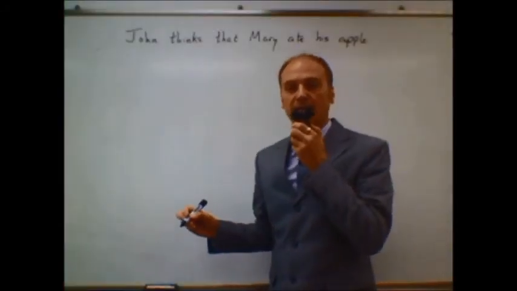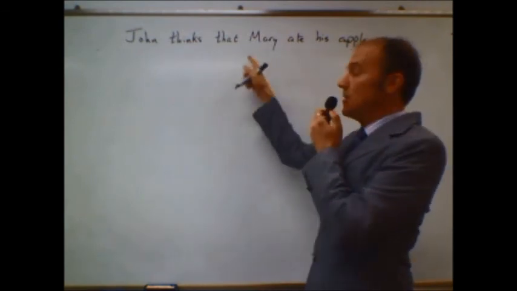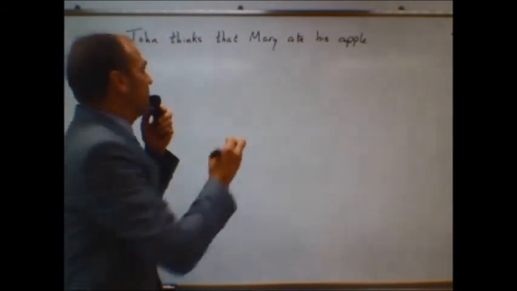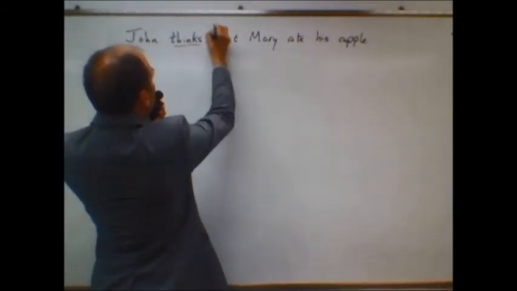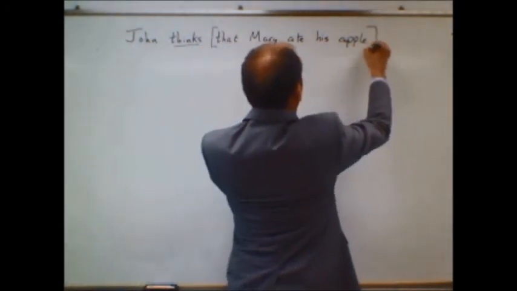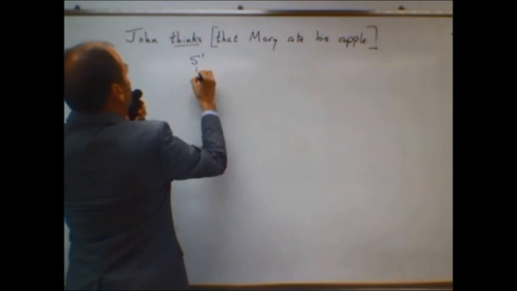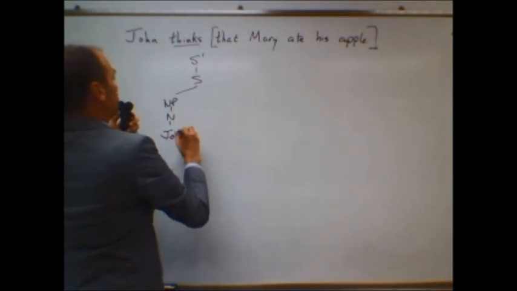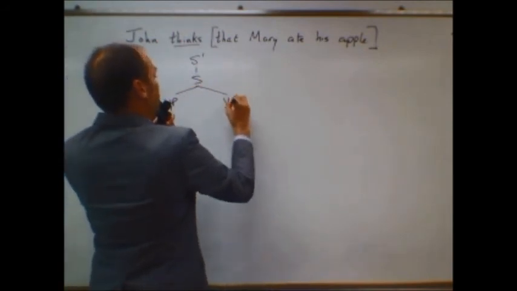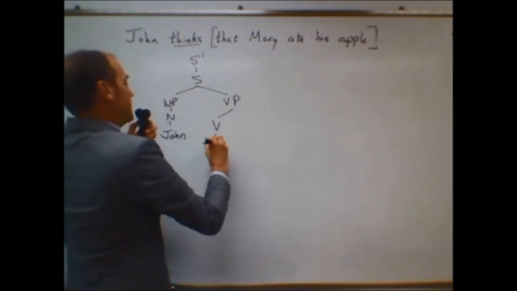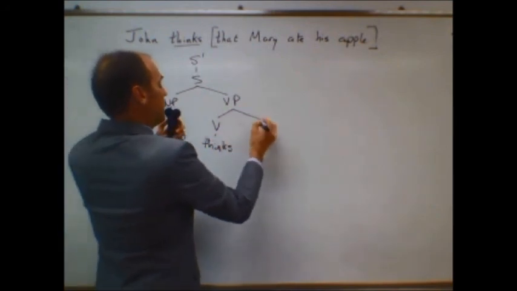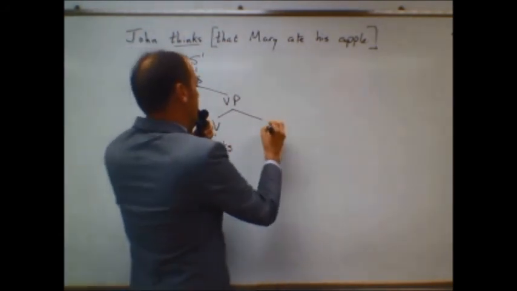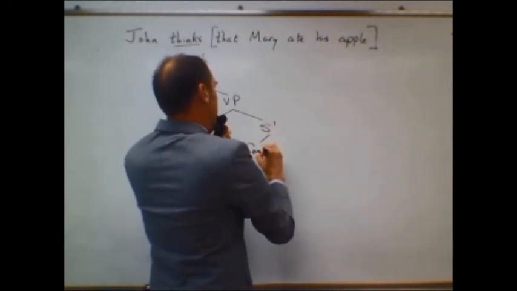Okay, so let's look at the derivation of a sentence that contains a complementizer, that is, of a complex sentence. So here we have John thinks that Mary ate his apple. The verb think takes this clause as a direct object. So here we have John and the verb phrase thinks, and here the direct object of the verb think is not a noun phrase, but now a clause with the complementizer that.